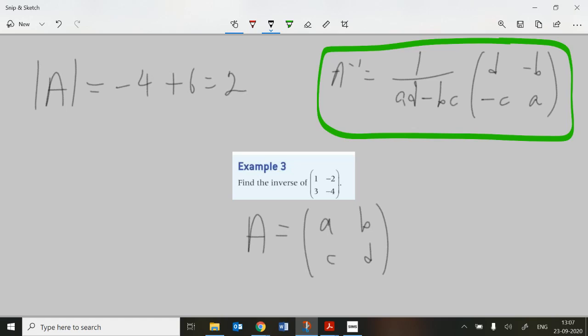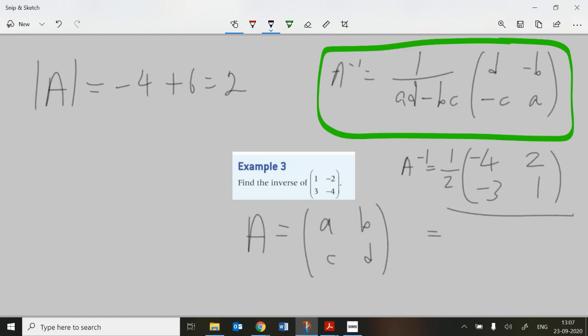So our A to the minus 1 is equal to 1 over 2, and then we've got D, which is minus 4, and D and A swap around, so A is going to go there, and minus B is going to give 2, and minus C is going to give minus 3. So there's A to the minus 1, that's the inverse matrix. It's really straightforward, it's a set of substitutions to do. We can obviously incorporate the half inside as well. It depends on how they want us to write it out, but I would want to write it as a single matrix anyway.